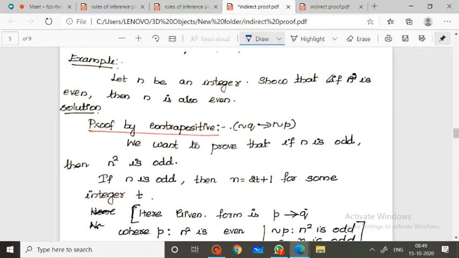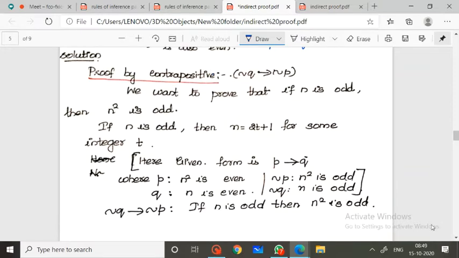So what is given here? Let us assume that this is in the form of P implies Q. So what is P and what is Q? So here we are going to prove this statement by using the contrapositive, not directly. What is contrapositive? It is negation Q implies negation P. So we want to prove that if n is odd, then n square is odd. We have to prove that.